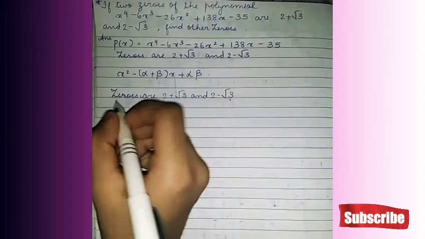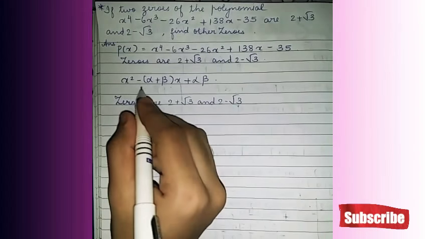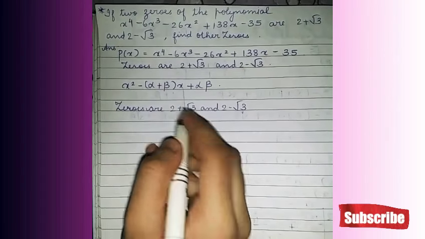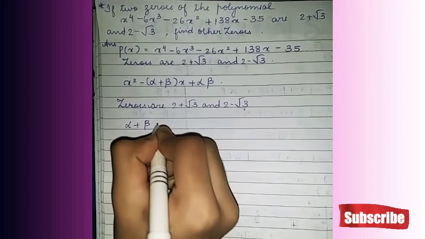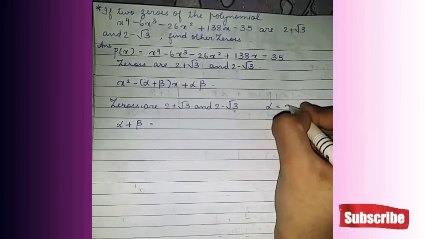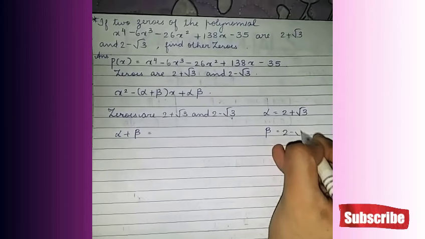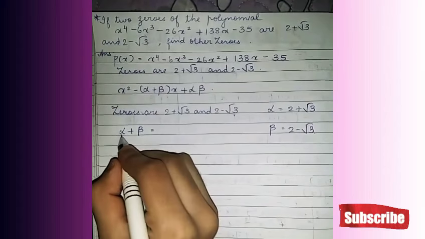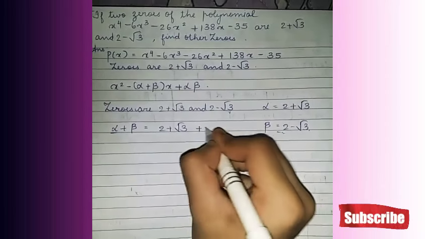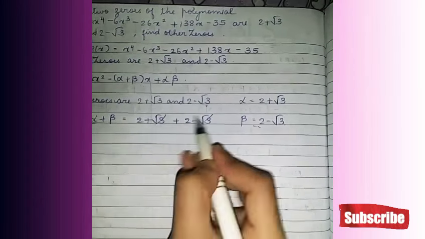Here we have to use this quadratic equation. So first of all we have to find what is alpha plus beta and what is alpha beta. So alpha plus beta: here alpha is given as 2 plus root 3 and beta as 2 minus root 3. So alpha, 2 plus root 3, plus beta, 2 minus root 3. Here plus root 3 and minus root 3 we will cut.